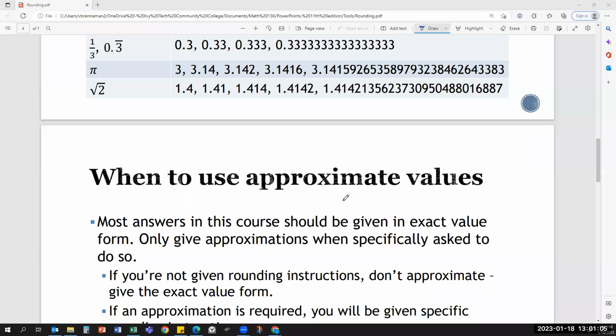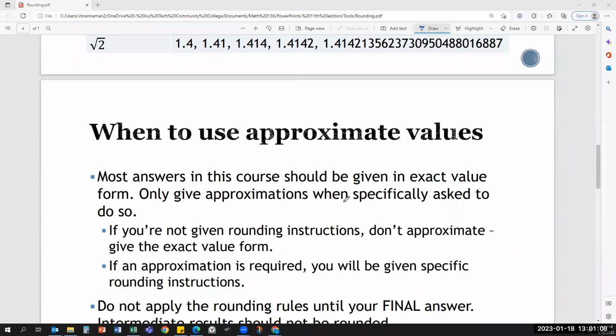So when should you use approximations rounded off? Not very often in this course. Generally, you're given those exact values. There are a few contexts when it's real world problems, then you might need the decimal, the approximation, because that is going to make more sense as a meaningful answer. If you're supposed to give an approximation, you'll be given rounding instructions. So if you don't see rounding instructions, you shouldn't be giving an approximation. You should be giving an exact value.